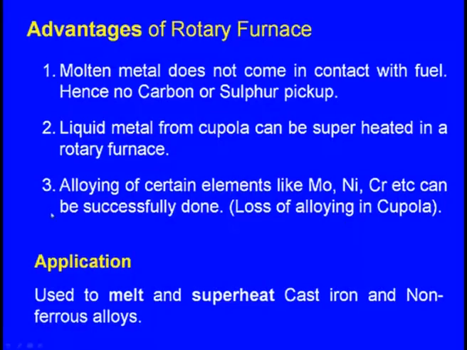Alloying of certain elements like molybdenum, nickel, chromium can be successfully done. Every time when we melt an alloy, we add some additives for the purpose of alloying. These are known as the alloying elements. To get the required compositions, if molybdenum is required, we add a little molybdenum, if nickel is required, we add nickel, or if a little chromium is required, we add a little chromium. This is known as the addition of the alloying elements. Now, what happens if we try to do it with the cupola furnace?